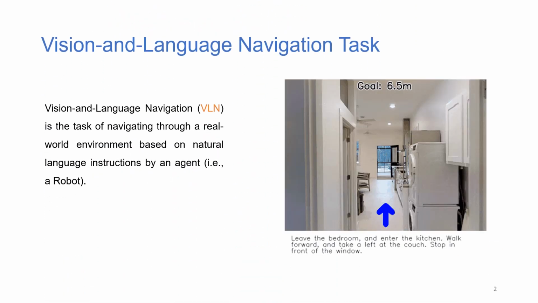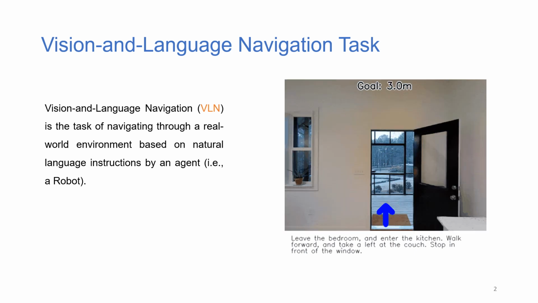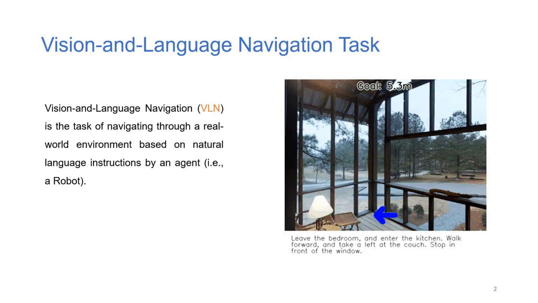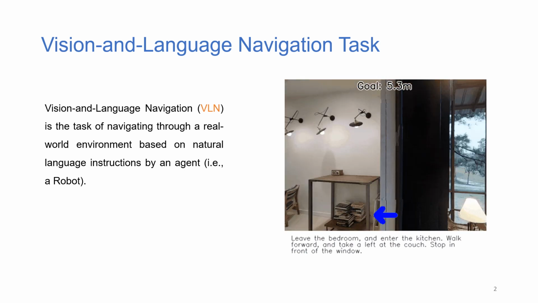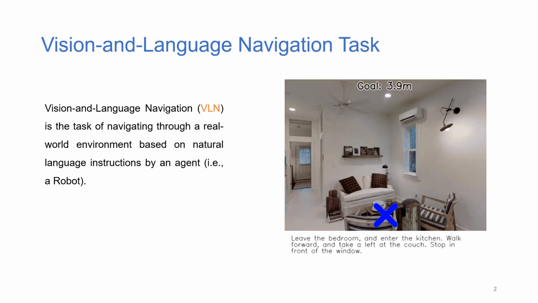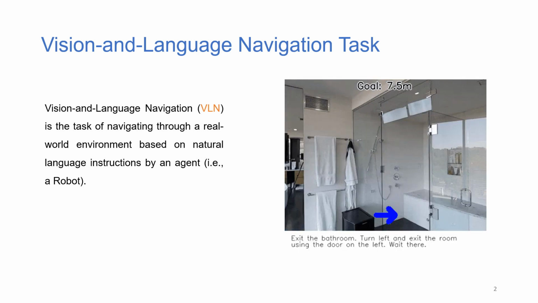Now let's take a look at the Vision and Language Navigation task. Vision and Language Navigation, or in short VLN, is the task of navigating through a real-world environment based on natural language instructions by an agent, or it can be a robot. The term VLN was first introduced by Peter Anderson and his team in their paper in 2018.